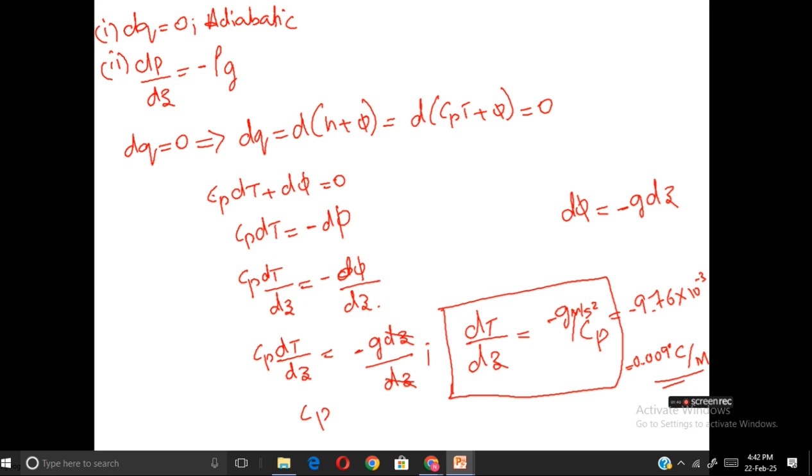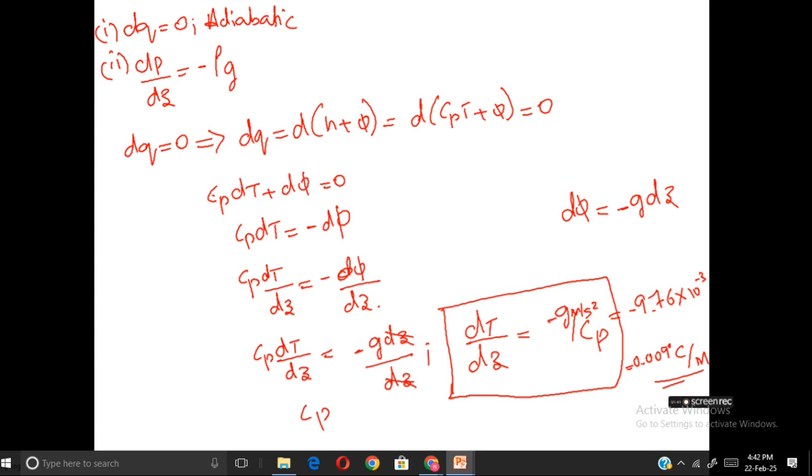Both are correct actually, because it is just a difference in temperature. So if it is in degree Celsius, since it's the difference, both are correct. It can be Kelvin also or degree Celsius also. And in per kilometer, it is 9.8 Kelvin or degree centigrade.